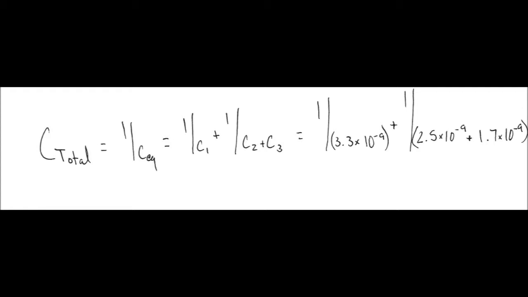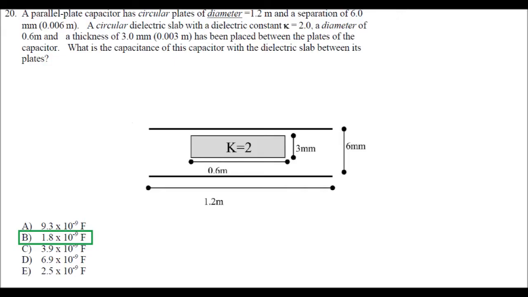the same potential across them, and that would be added with capacitor 1 in series, because they do not have the same potential across them, even though they are following each other. So setting up the formula, plugging in the values we got for capacitors 1, 2, and 3, will yield us the answer of choice B, 1.8 times 10 to the negative 9 farads.